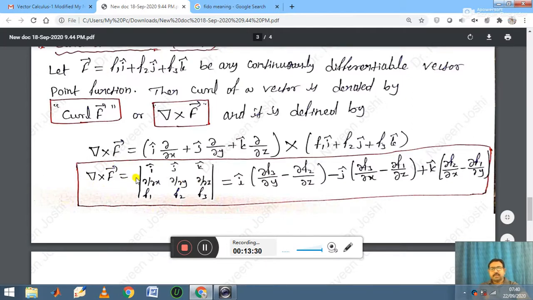So the determinant's first row contains the components i, j, k, the second row contains the differential operators dou by dou x, dou by dou y, dou by dou z, and the third row contains the functions f1, f2, f3. Then if you find its determinant value: i into (dou f3 by dou y minus dou f2 by dou z), minus j into (dou f3 by dou x minus dou f1 by dou z), plus k into (dou f2 by dou x minus dou f1 by dou y).